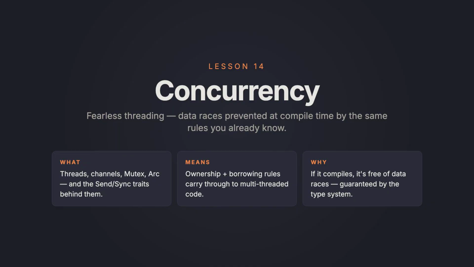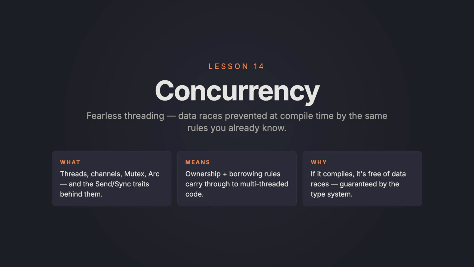Rust's designers made a bold claim. If your code compiles, it is free of data races. They call this fearless concurrency, and it is not marketing. It's a direct consequence of the ownership and borrowing rules you already know. The same rules that prevent you from having two mutable references to a value in single-threaded code also prevent you from sharing mutable state unsafely across threads.